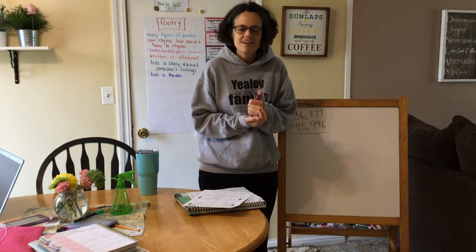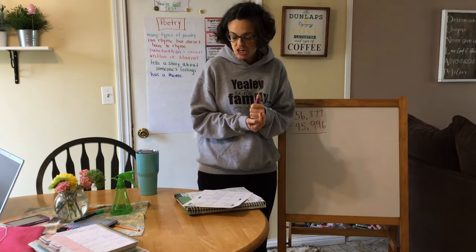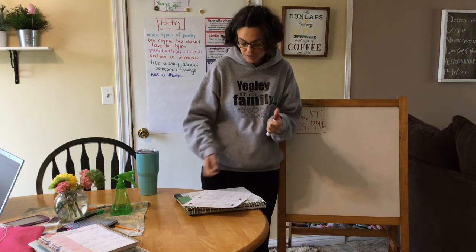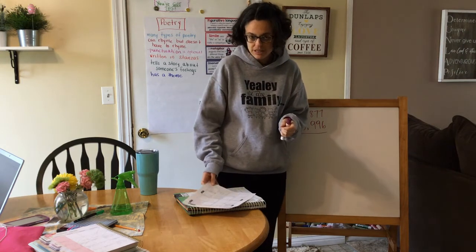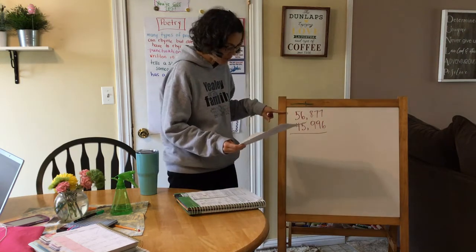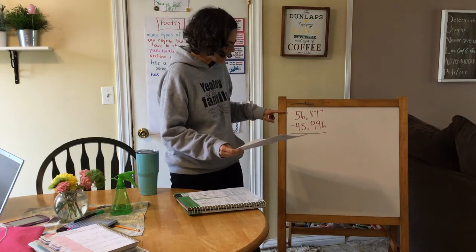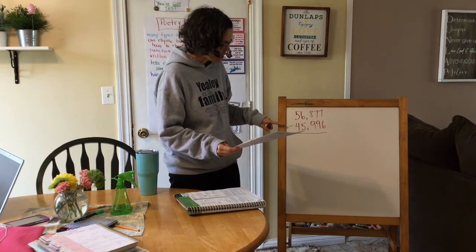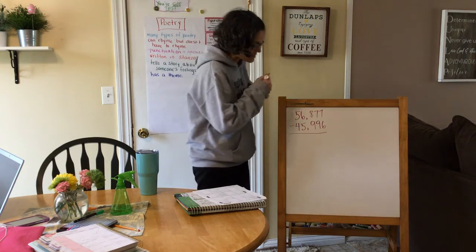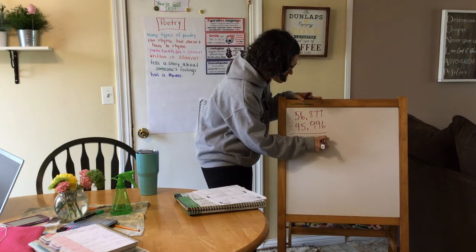You're doing great. All right, so today, first thing we're going to do is check your morning work. So please get out week 25. We are checking day 3. The first problem is a subtraction problem. 56,877 minus 45,996. So 7 minus 6 is 1.